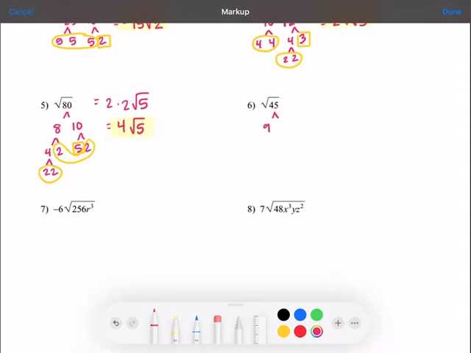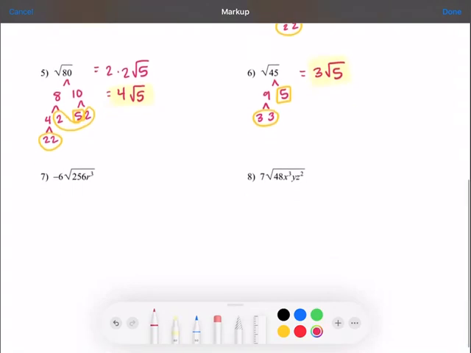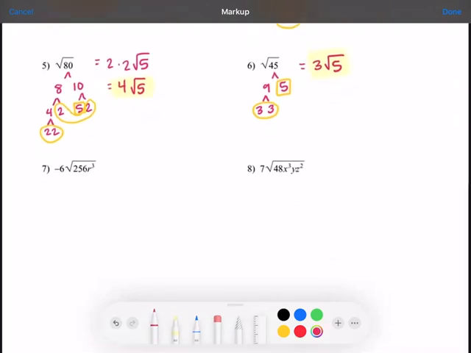All right, taking the square root of 45, it breaks down into 9 times 5, and 9 breaks into 3 times 3. So if I'm looking for groups of 2, I've got a pair of 3s, and I have a 5 left over. So this simplifies to be 3 square root of 5.